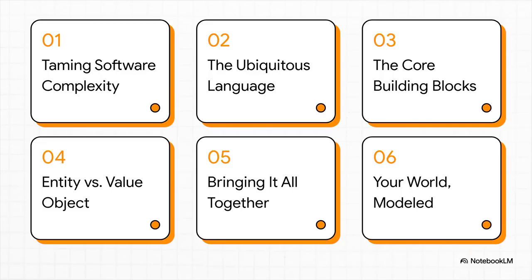Let's dive in. So, here's what we're going to cover. First, we'll look at the why, the kind of complexity that DDD is designed to tame. Then, we'll get into its secret weapon, the ubiquitous language. After that, we'll get our hands dirty with the core building blocks, and we'll really focus on the crucial difference between entities and value objects. We'll wrap it all up with a real-world example, and then talk about what this means for you.